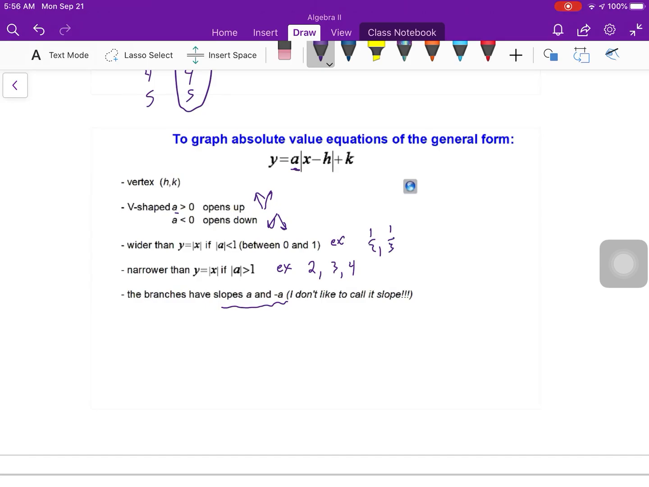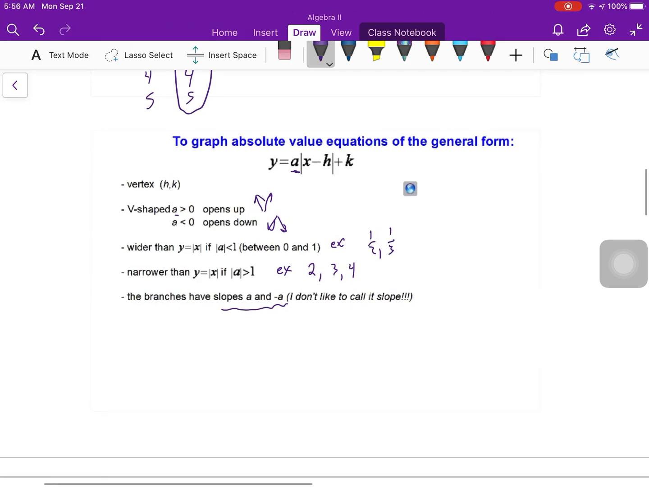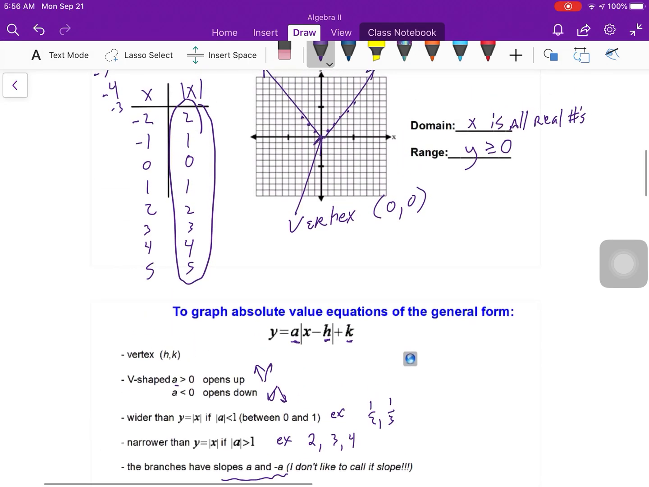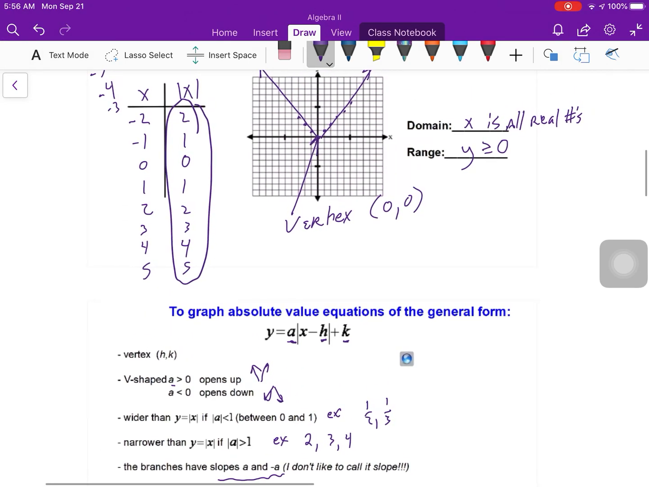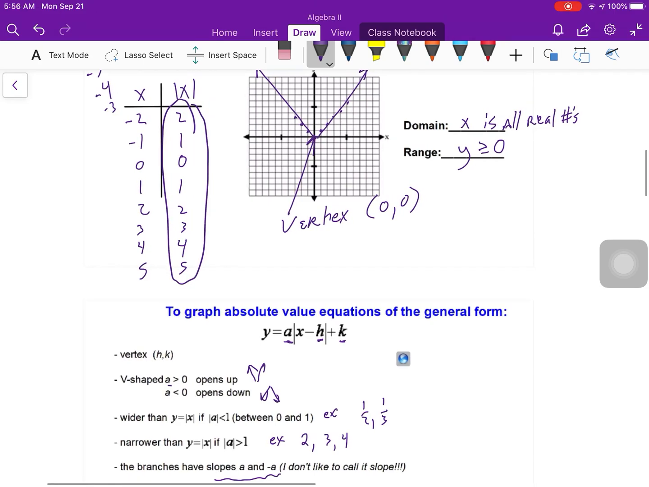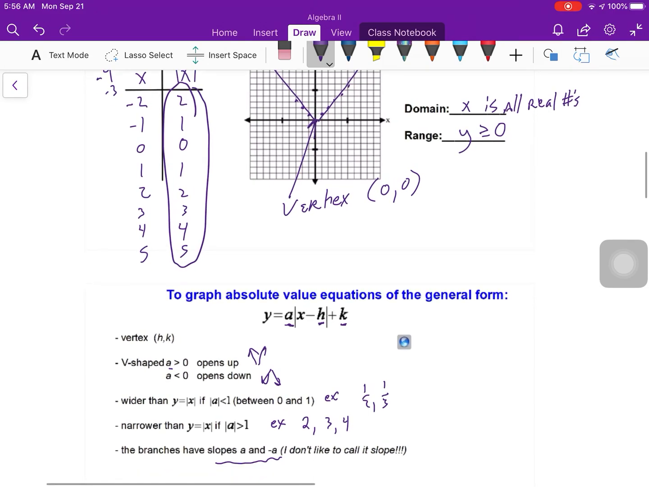Now, back to the vertex. Inside of the absolute value is going to be this h value. Careful, the minus is part of the formula, kind of like you have different signs in different formulas. And the plus is part of the formula as well. So that h and k are going to be your vertex. So we're going to take that 0, 0, and we're going to move it left and right with that h value, and we're going to move it up and down with that k value.